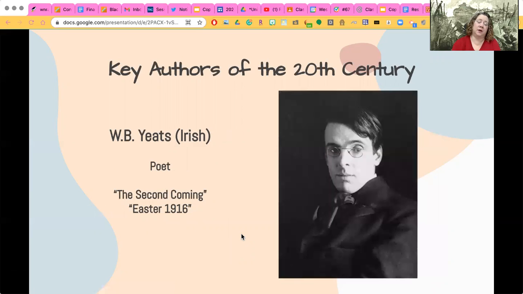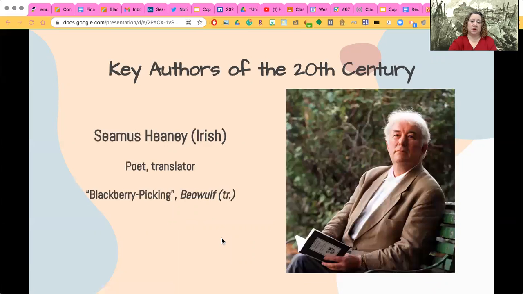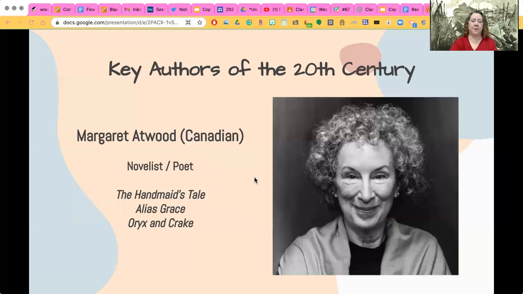Yeats, we're going to read a piece by Yeats. Dylan Thomas, we're going to read Do Not Go Gentle Into That Good Night. Seamus Heaney, he's the one who translated Beowulf in our textbook, but he was also a poet in his own right. And we're going to read his poem, Blackberry Picking. He died in 2013, 2014. So he's more of a second half of the 20th century writer.